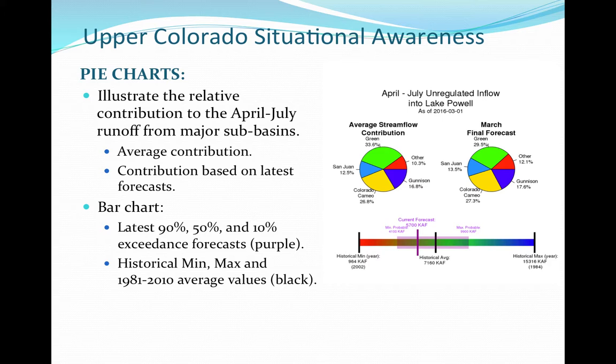Below the pie charts, you'll see a bar chart just indicating where the current forecast is and how it relates to the historical average and the historical maxes and mins. And we also show our min and max probable forecasts on there, so you can see the range of uncertainty in our forecast.